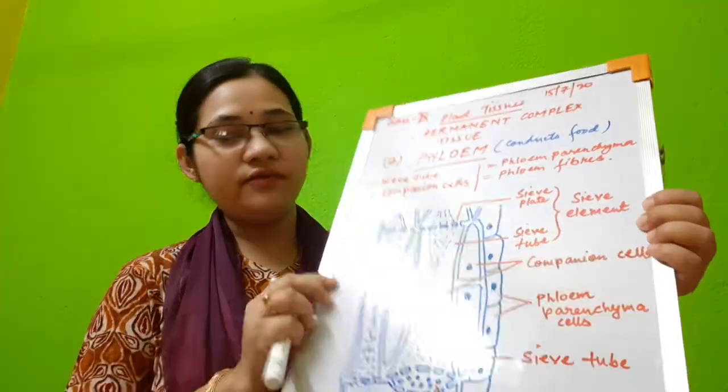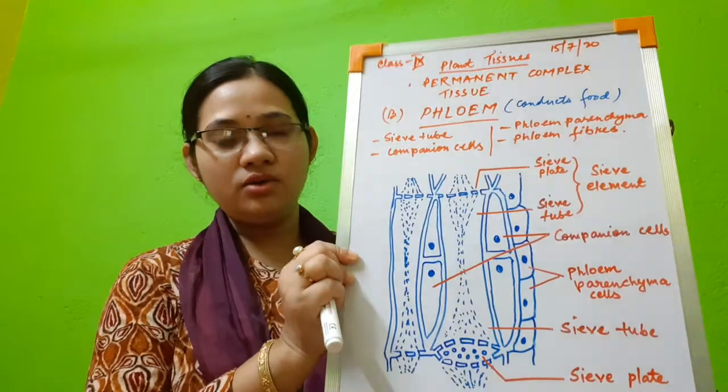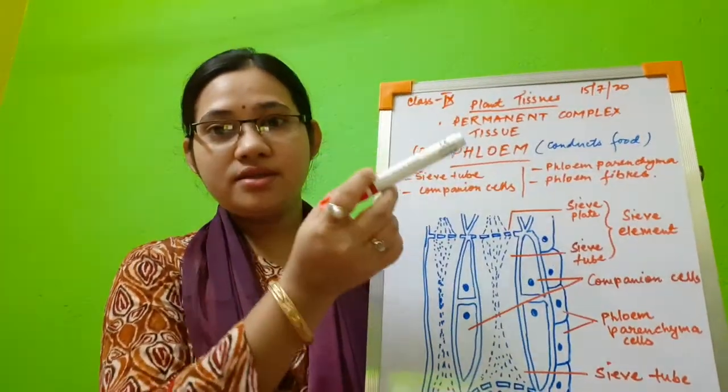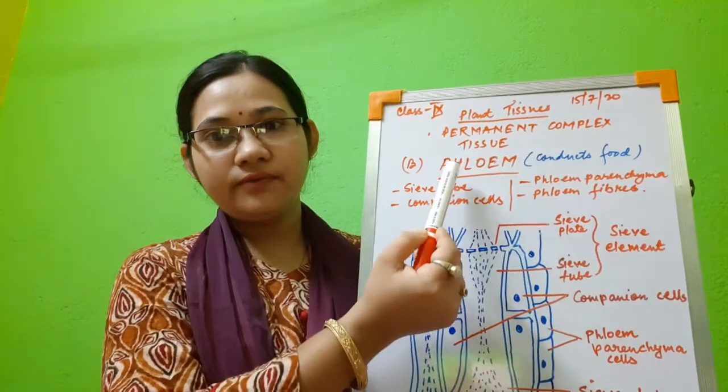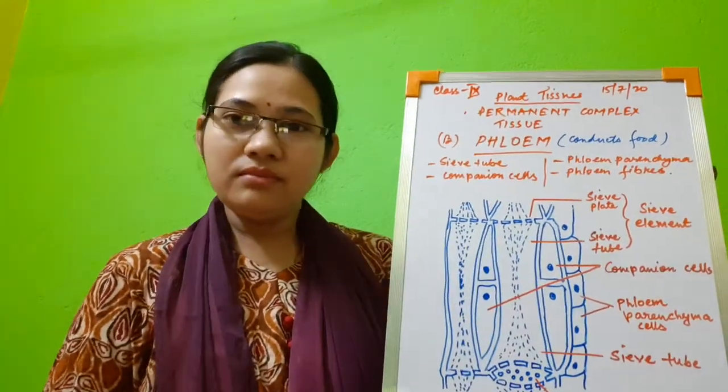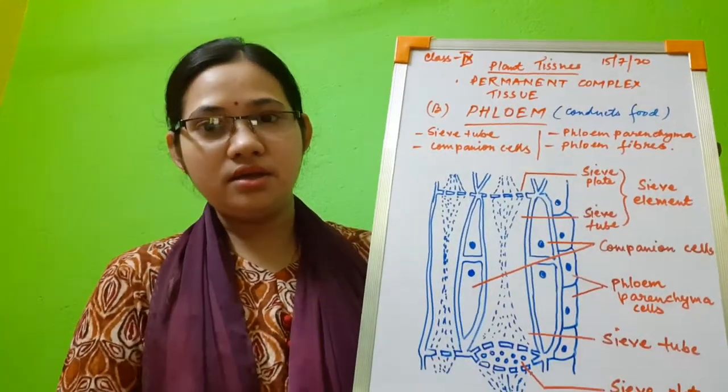Today we are going to discuss another type of permanent complex tissue, that is phloem. Yesterday we completed xylem, which is also a complex permanent tissue. In today's video, we will study the next type of permanent complex tissue, that is phloem. Phloem is also a conducting tissue.